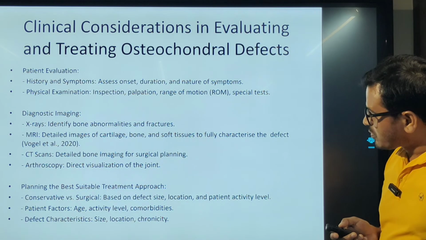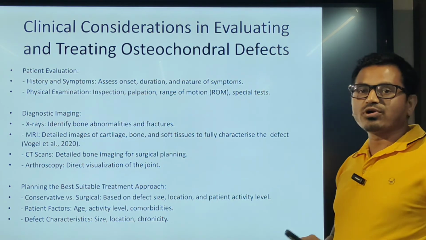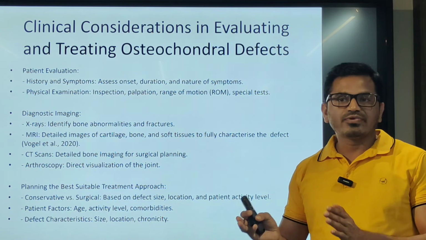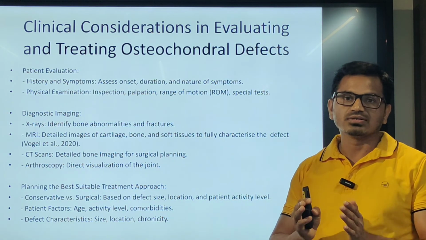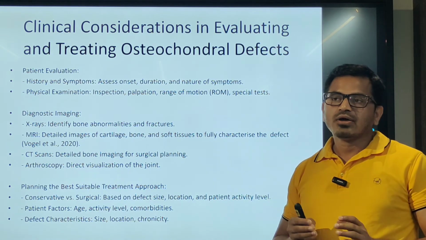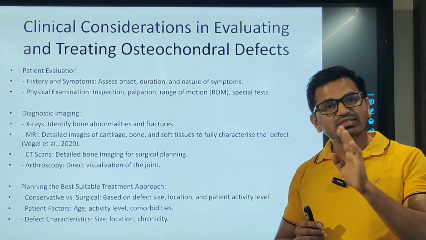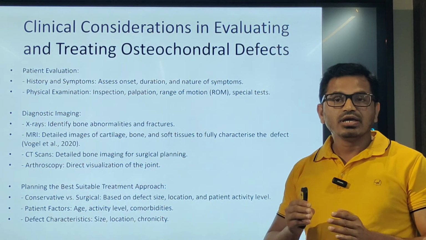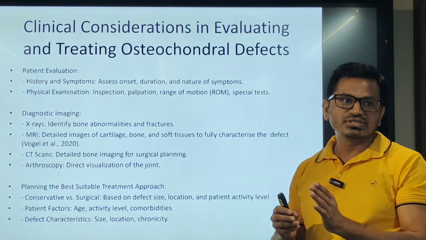So let us discuss the planning for osteochondral defects. It is very important to know about the defect, its size, patient factors, and other things. When we have to deal with a small defect, then conservative management can be sufficient. If we have to deal with a middle size to large fragment, then fixation is needed.